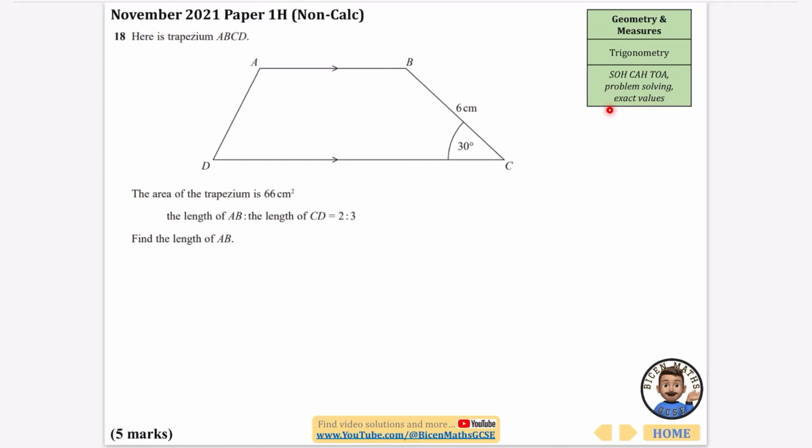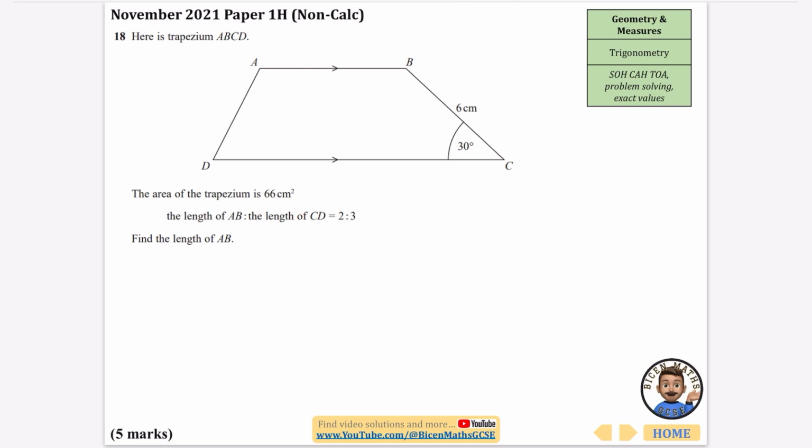Okay, although this one features exact values, I think it's more about problem solving, so we're actually going to put it in this category, and it's a non-calculator one. Here is trapezium ABCD. The area of the trapezium is 66. The length of AB to the length of CD is 2 to 3. Find the length of AB.